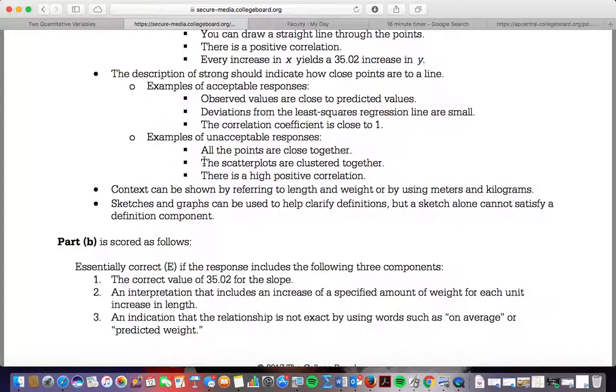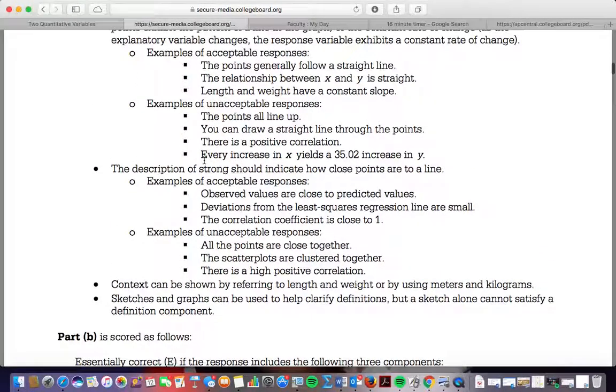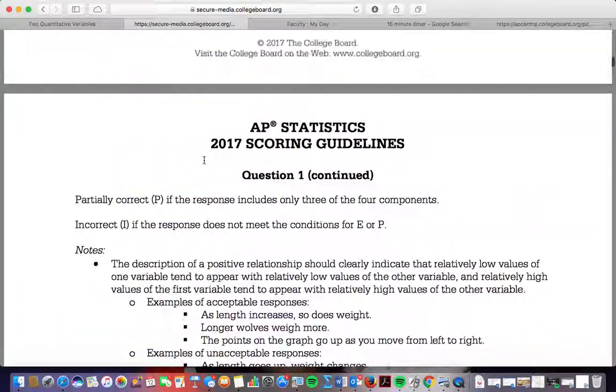Context can be stated as length and weight if you put that, or by using meters and kilograms. That's what context would be referred to in this problem. Cool? All right? Can we go over the letter things again? Yeah. The letter things. Okay, so if you got 4 out of 4 is an E, 3 out of 4 is a P, 2 or less out of 4 would be an I.